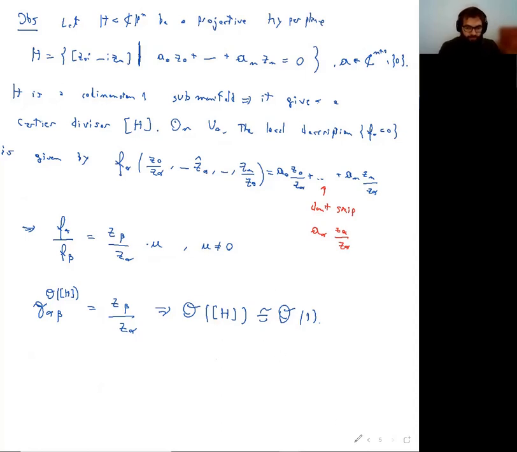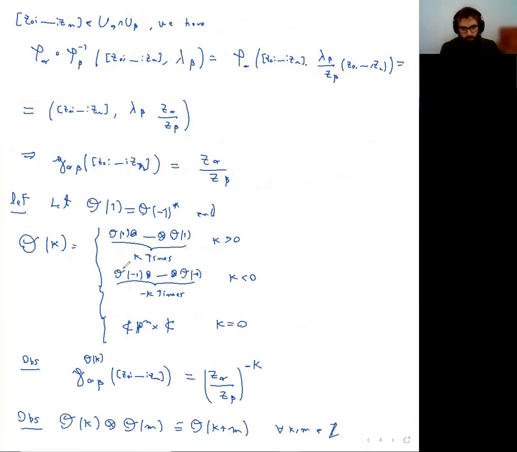Okay, so now we want to show that all of these are actually different. And the way we will do this is by looking at their global sections.